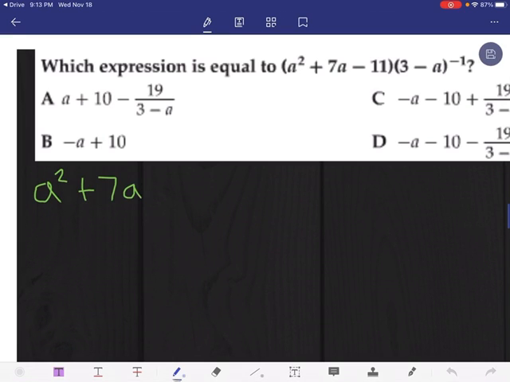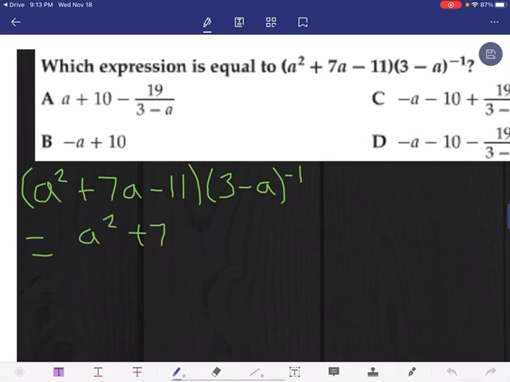So remember from our first lesson that when we have something that is raised to a negative exponent, that's going to be the same as rewriting it in the denominator of the fraction.